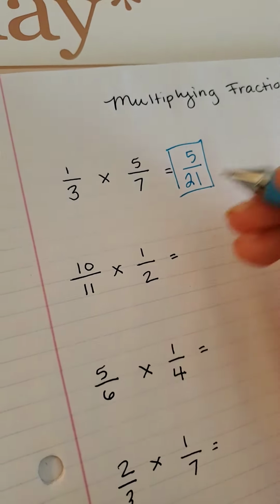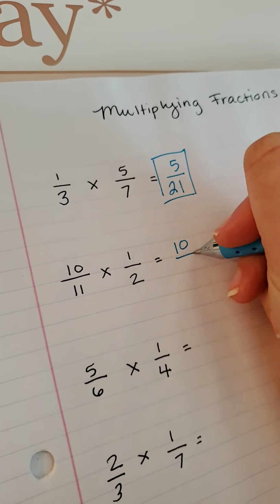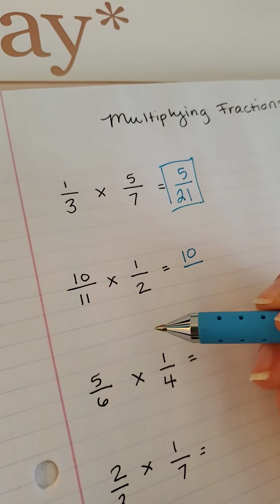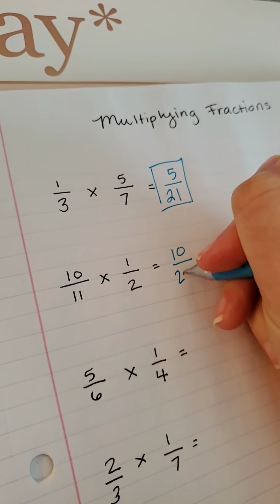Now this one, 10 over 11 times 1/2. I'm just going to multiply the top numbers. 10 times 1 is 10. And then I'm going to multiply the bottom numbers. 11 times 2 is 22.